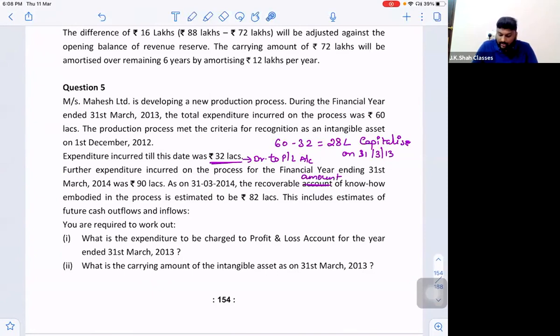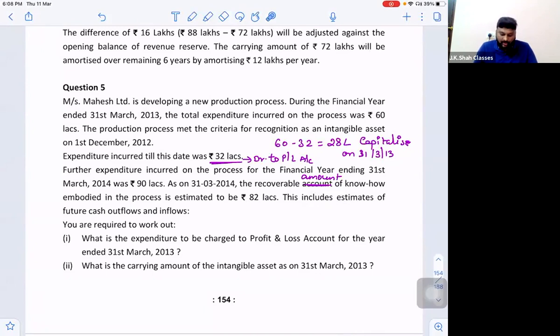The recoverable amount of know-how embodied in the process is estimated only to be 82 lakhs. The recoverable amount is, can I say, fair value? Means it is recoverable from the market only at 82 lakhs, right? This includes estimate of future cash outflows and inflows. So technically, they have, I think, calculated 82 lakhs on the basis of estimated future cash flows and inflows. Means they have used the same earlier technique only. But no problem, they've already calculated and given us.